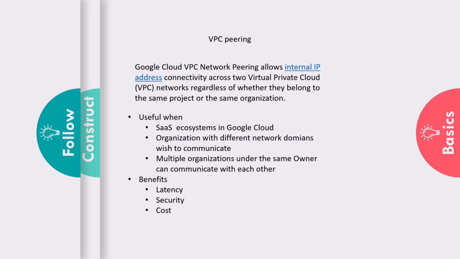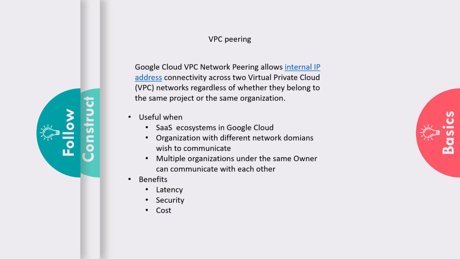The other case where it would be important is your organization has multiple different networks and you want to connect them with each other. Or there could also be a case where you have multiple organizations coming under the same owner and you want these multiple organizations to communicate with each other. In that case, VPC peering is actually quite helpful.